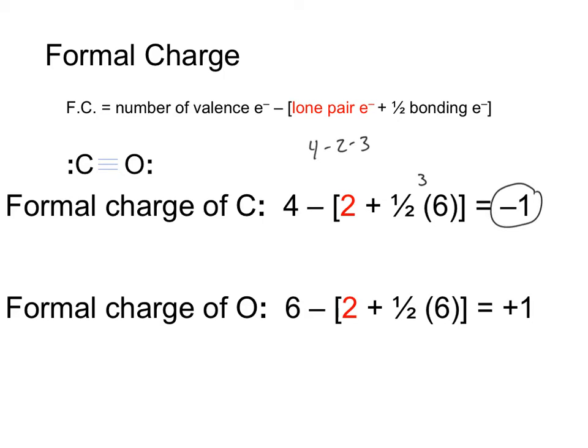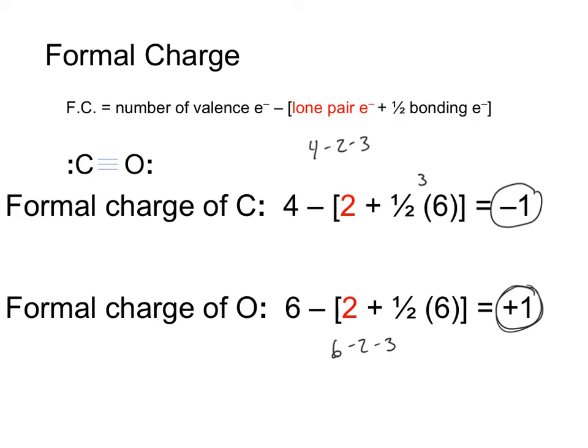The formal charge on oxygen. Oxygen comes with 6 valence electrons. In carbon monoxide, it has 1, 2 lone pair electrons. It also has 2, 4, 6 bonding electrons. And so 6 minus 2 minus 3 equals a formal charge on oxygen in this compound of +1.